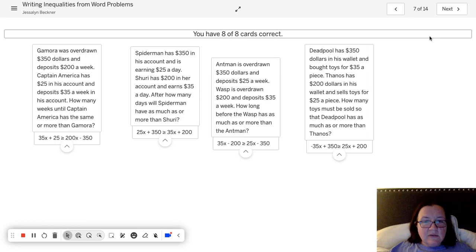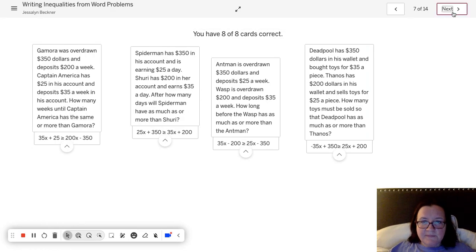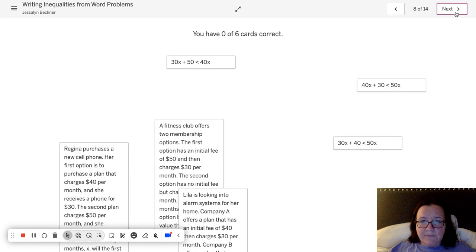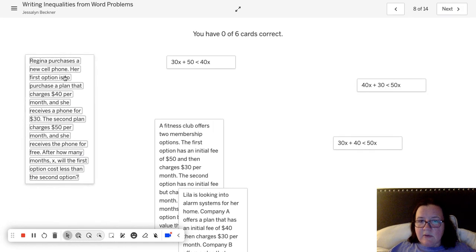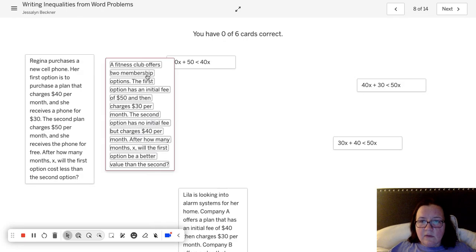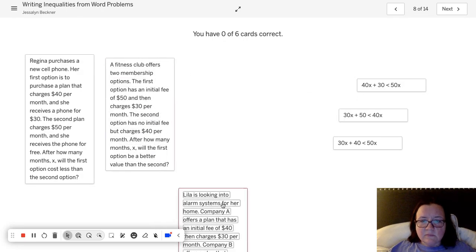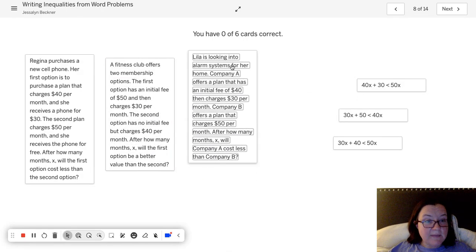And we have 8 out of 8. Check your answers, make them match mine. Move on to the next slide. Okay, let's keep going. All right. This one only has 3.